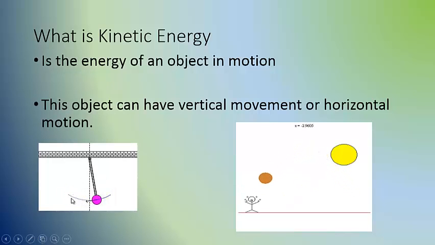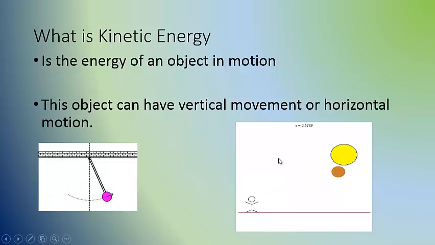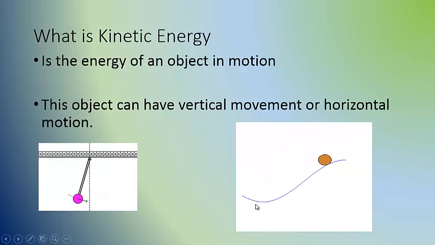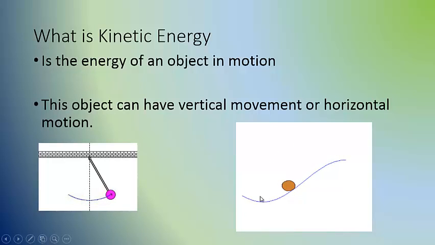So this ball, as it moves, it has kinetic energy. Now, as this ball moves up and down, it has kinetic energy as it's moving. So as it hits the guy, it has kinetic energy. As it rolls down the hill, it also has kinetic energy.